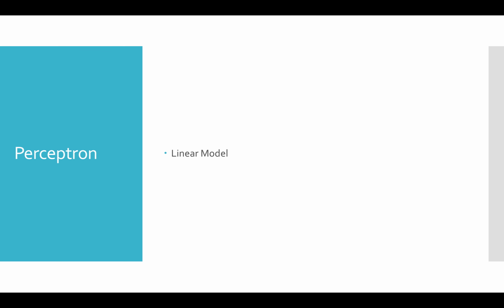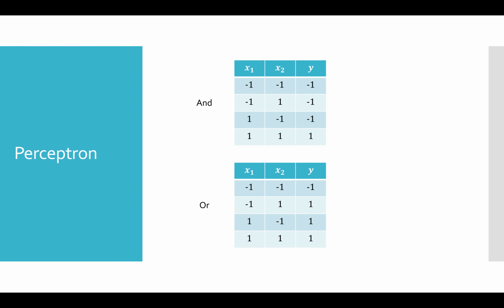So far, we've learned about the perceptron. It's a linear model in that it can create a linear decision boundary. We were able to solve a couple of problems with the perceptron, notably the AND and OR logical functions. And by solve, I mean get 100% accuracy on the training data using the perceptron.